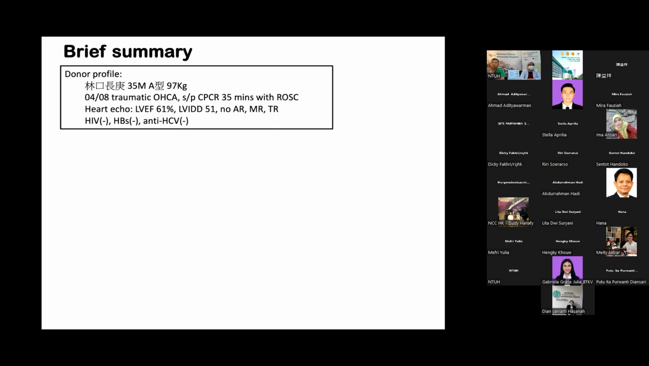Okay, now the patient comes to the hospital because we have a donor coming up. He is a 35-year-old male, 97 kilograms. The reason why we chose a donor with much higher body weight is because you can see the patient has relatively high pulmonary artery pressure, even under the Harmony 3.